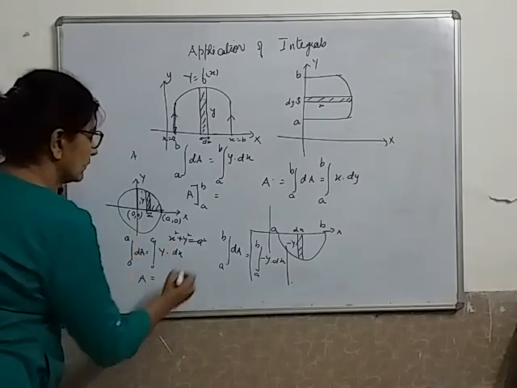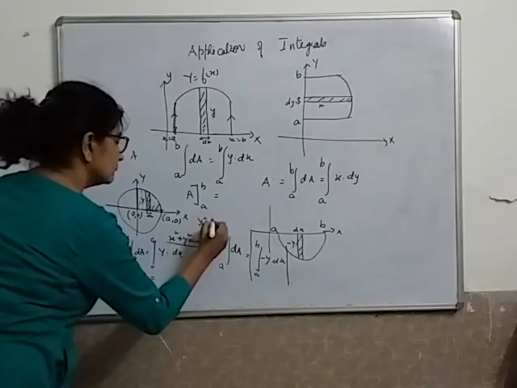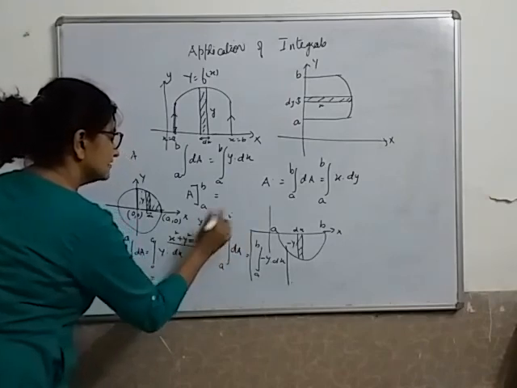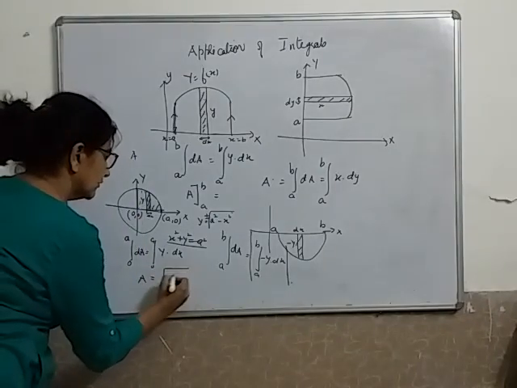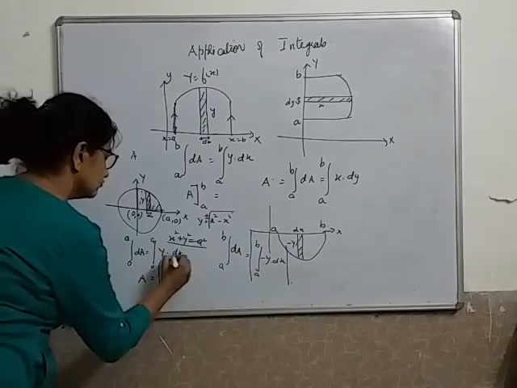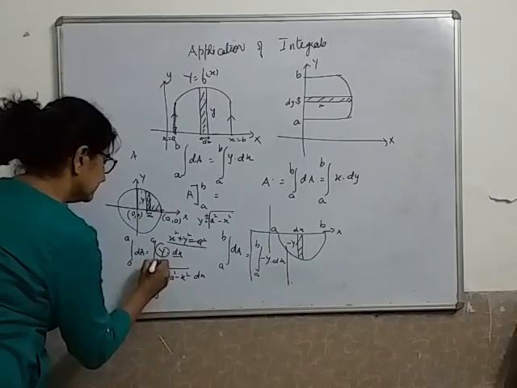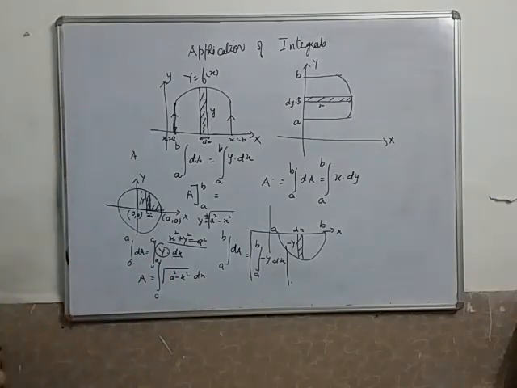Now where is this y? I will get it from here. y square is equal to a square minus x square, so y is equal to plus minus the square root. But here my y is positive. So I am going to take the square root of a square minus x square, its integration with dx. This is the value of y I have put here, and this is from 0 to a. Okay, I'll stop here and integrate it in the next video. Fine.